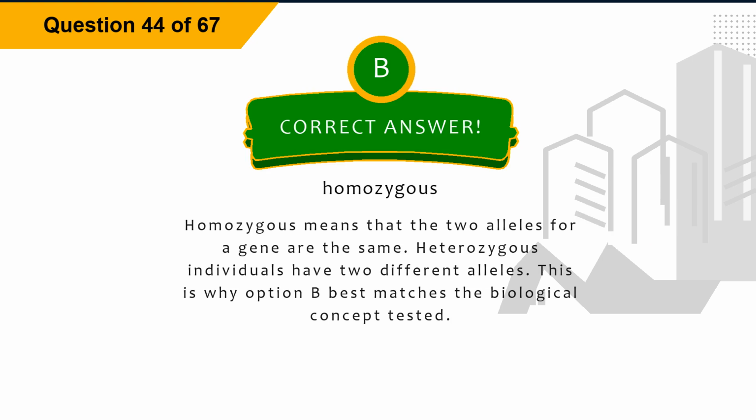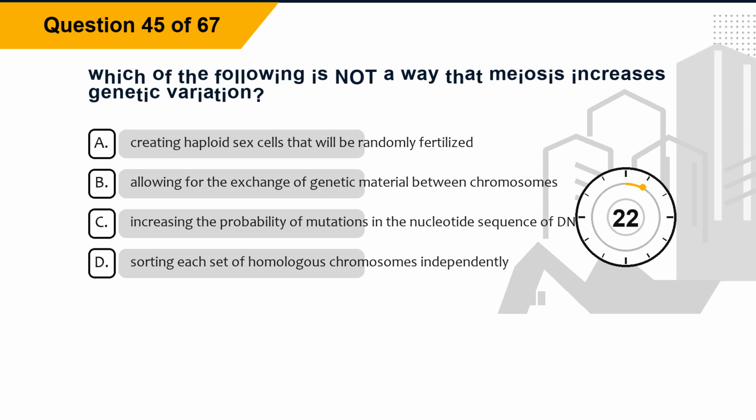The correct answer is option B, homozygous. Explanation. Homozygous means that the two alleles for a gene are the same. Heterozygous individuals have two different alleles. This is why option B best matches the biological concept tested. Question 45. Which of the following is not a way that meiosis increases genetic variation?